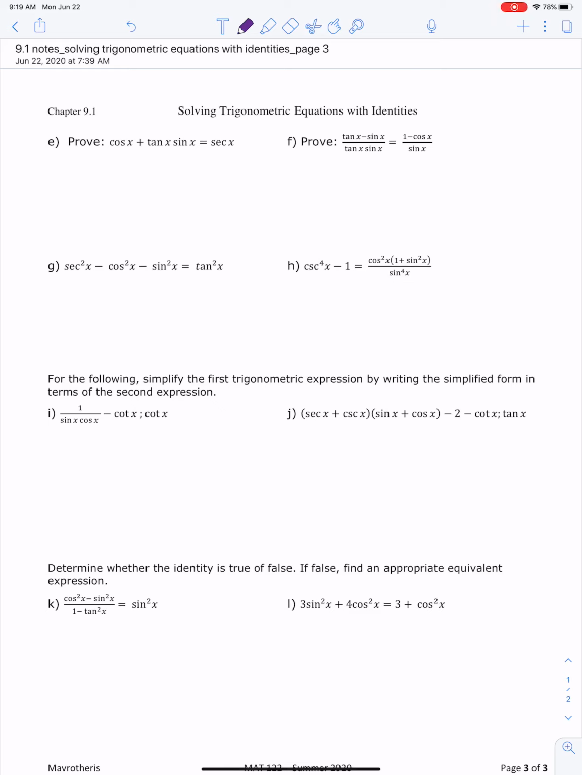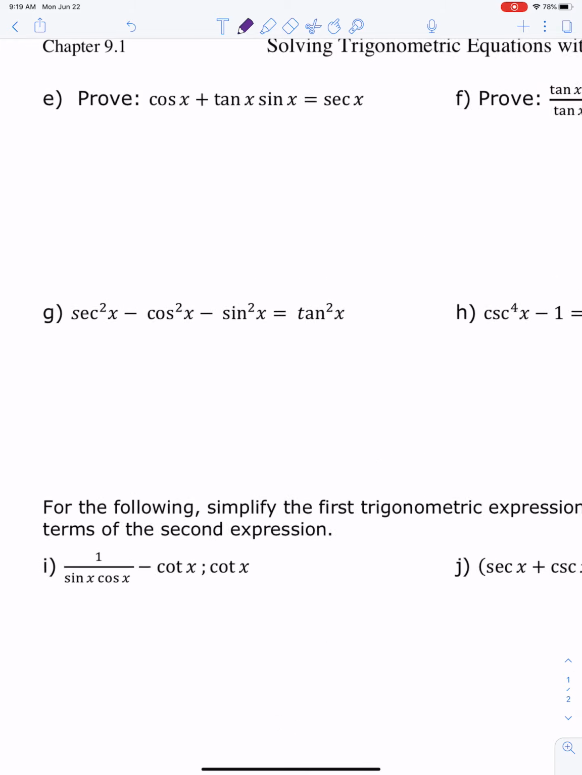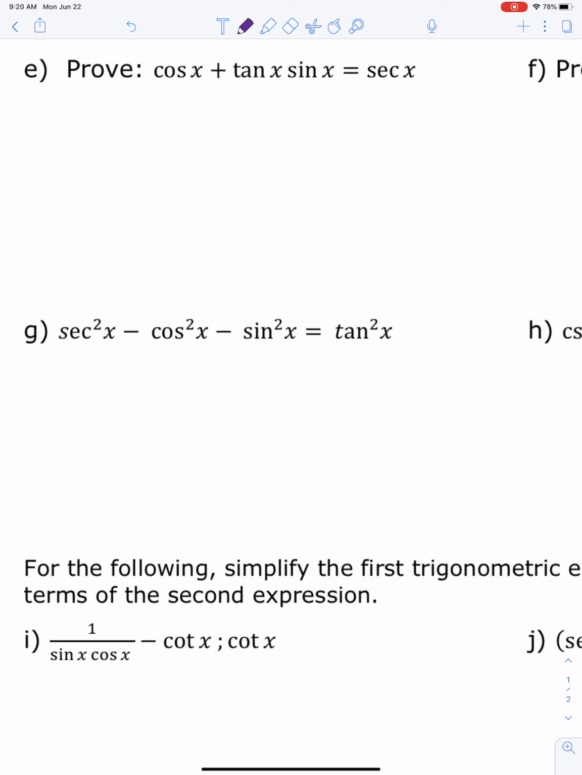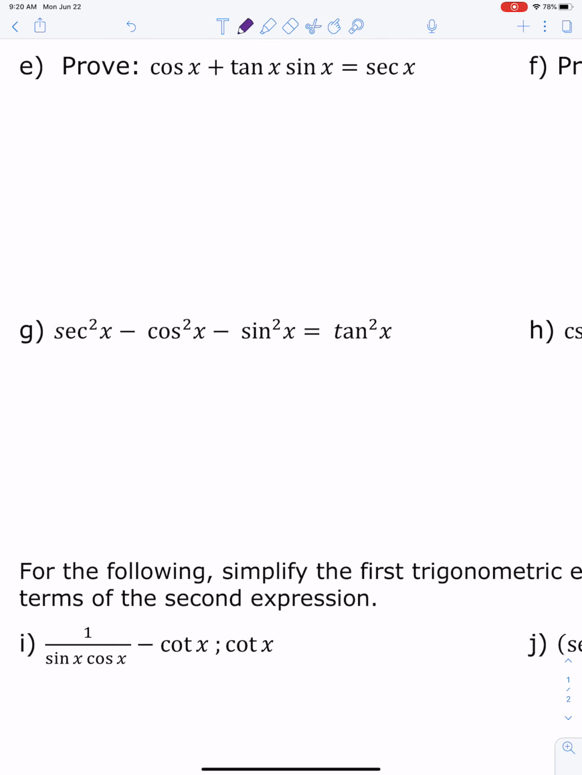Okay, these are the 9.1 notes, solving trigonometric equations with identities. This is page 3, so this is the hefty page in the notes. We've got a whole bunch of identities we are going to look at, as well as different ways to write things. So let's just get started.